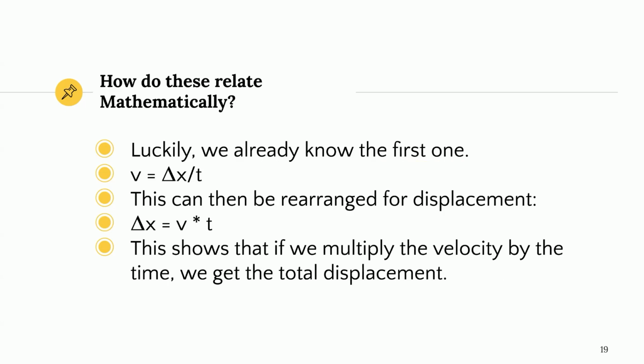Luckily, we already know the first one. V equals delta x divided by t. This can then be rearranged for displacement. Delta x equals v times t. This shows that if we multiply the velocity by the time, we get the total displacement. This makes sense because we get velocity by dividing displacement by time. So if you just multiply the time again, you get the displacement.